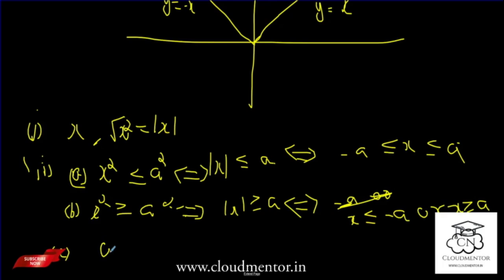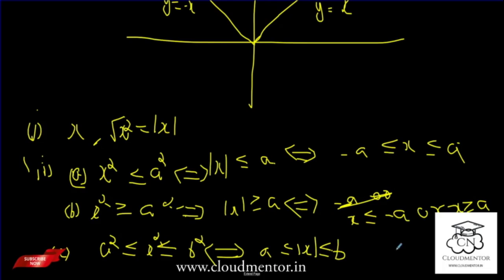Third, a square is less than or equal to x square less than or equal to b square, which implies and is implied by a is less than or equal to mod x, which is less than or equal to b, which implies and is implied by x element of closed interval minus b to minus a, union closed interval a to b.